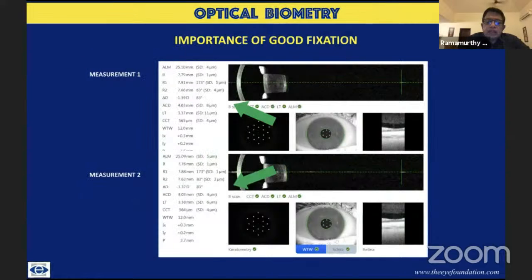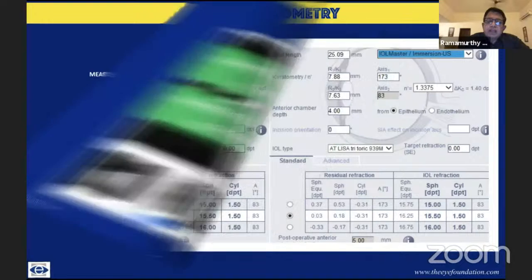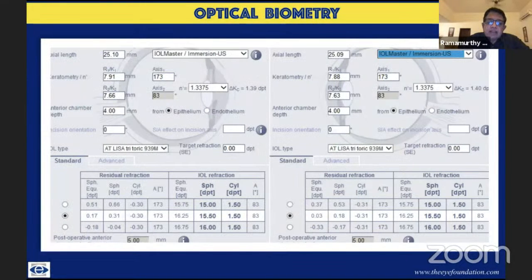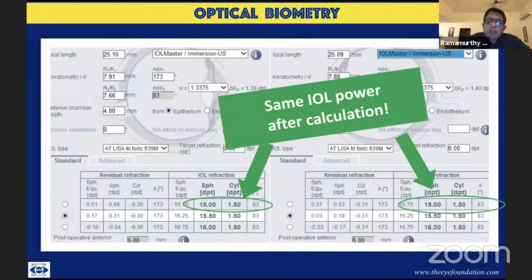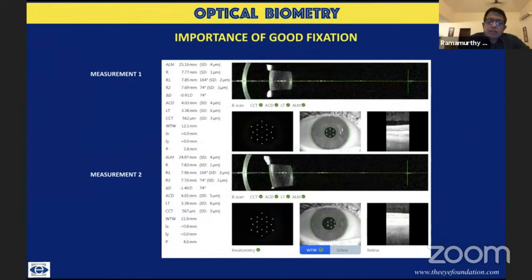So this translates into just a 0.02 diopters of difference in the keratometry. And as far as the axial length is concerned, again, you find that it's just about a 10 micron difference. And that's the reason that when it comes to intraocular lens power calculation, two subsequent measures give you almost exactly the same spherical power and cylindrical error. And that's the reason that having this ability to objectively cross-check whether the patient is focusing rightly is an extremely important feature with the IOL-Master 700.